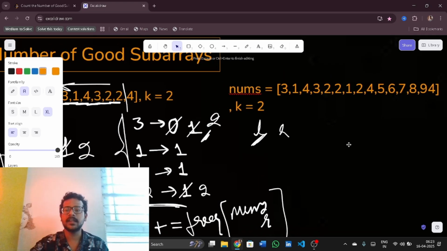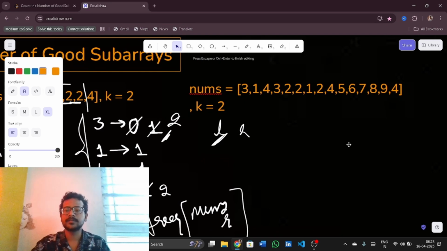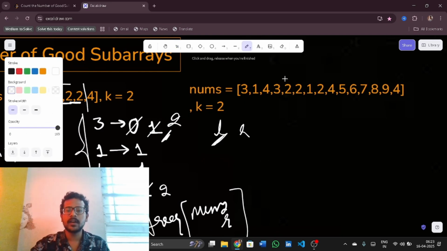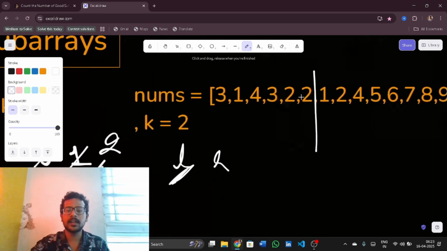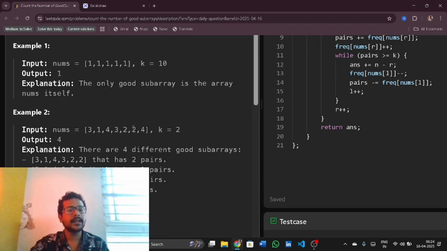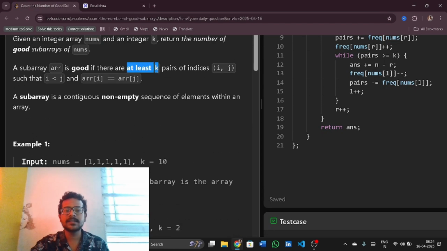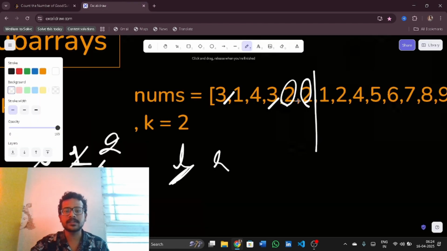Now let us see that here, till now I got two pairs. This is one pair and this is another pair. Okay, I got two pairs. What they asked for is at least k pairs. Now I have two pairs. It doesn't matter if this subarray is included. This subarray is already included.